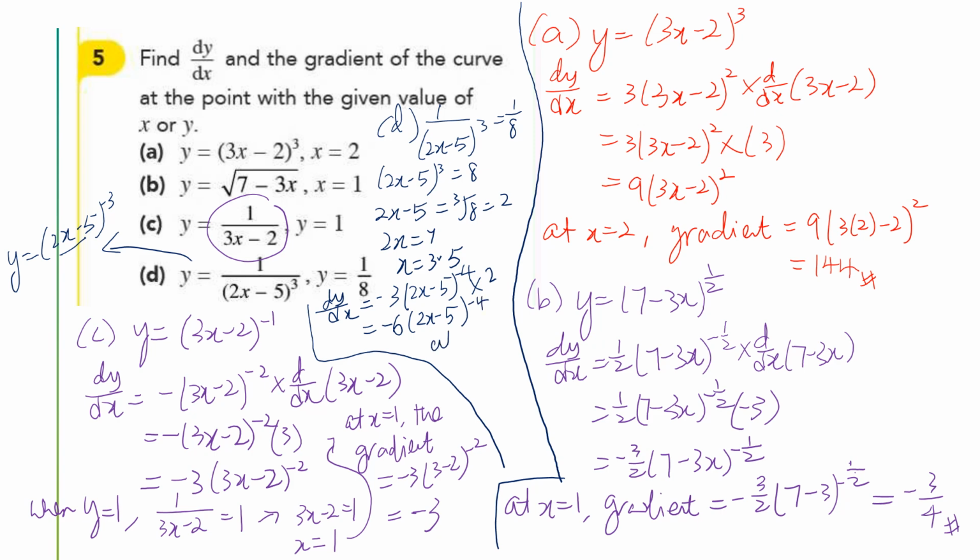So at x equals 3.5, the gradient will be, right, basically you just substitute into negative 6 bracket 2x minus 5 to the power negative 4, and then use your calculator to evaluate, and you should get negative 3 over 8.